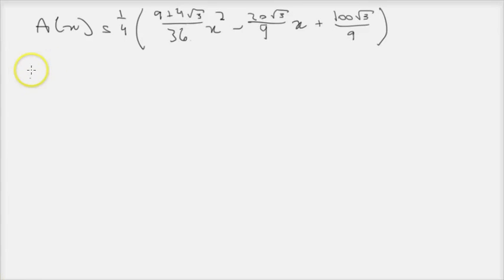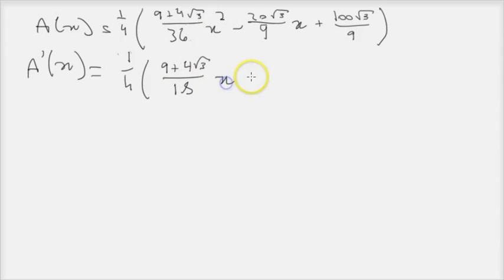Alright, so now we're going to take the derivative of this, so we're going to try to get A prime of x. And actually, we can take this root 3 out of here. The only thing that disappears is going to be over there. That constant's going to disappear. And then we've got 1/4 (9 plus 4 root 3), and then this 2 comes down, so the 36 becomes an 18, x minus, and then that stays over 9, and then that disappears. So that's the derivative, and we're going to figure out for what value of x it is 0.